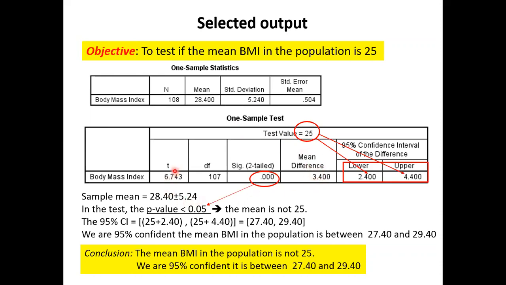So there's a t value. We know anything beyond plus minus 3 is out of the norm. But it calculates the p-value for you. This p-value is less than 0.001, of course less than 0.05. We conclude the mean is not 25.